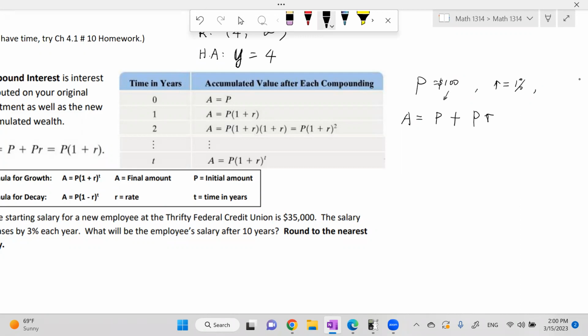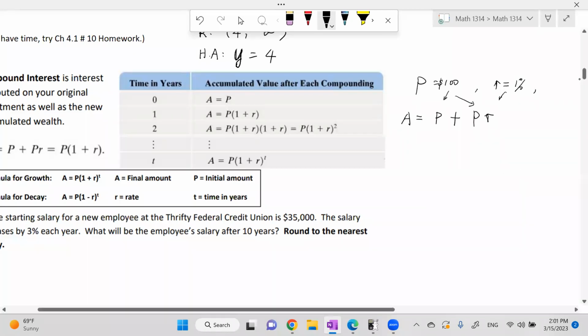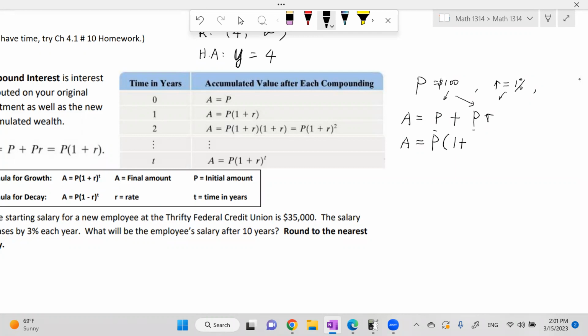And then I plug in P's value and R's value in this formula. And now I can pull out the P because both terms have the P. So I pull out the P. I have 1 plus R. This is the money after a year.